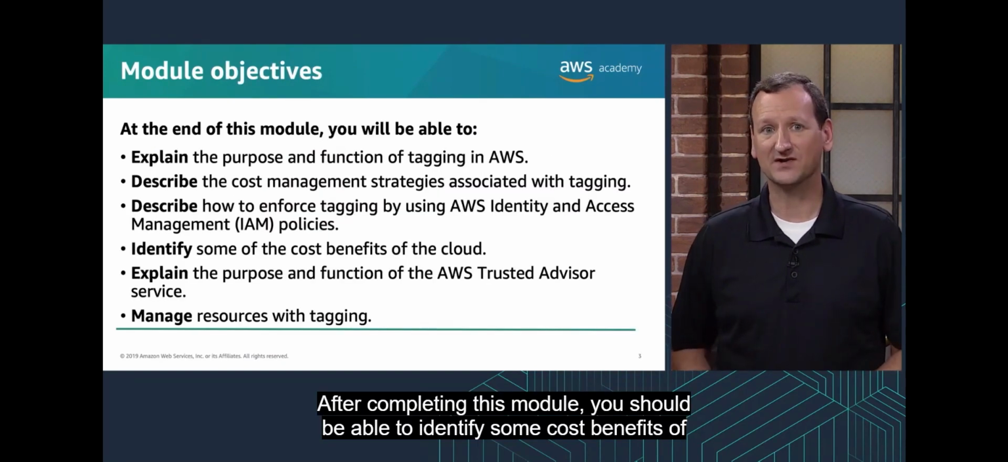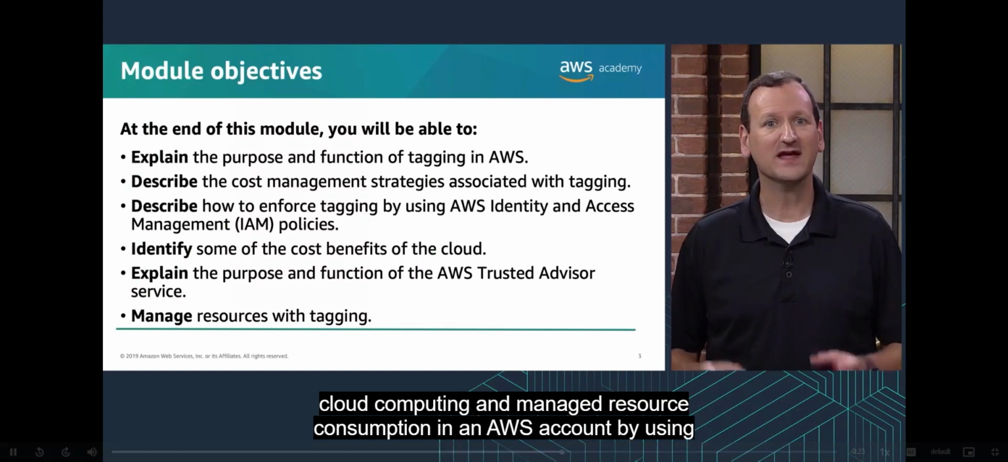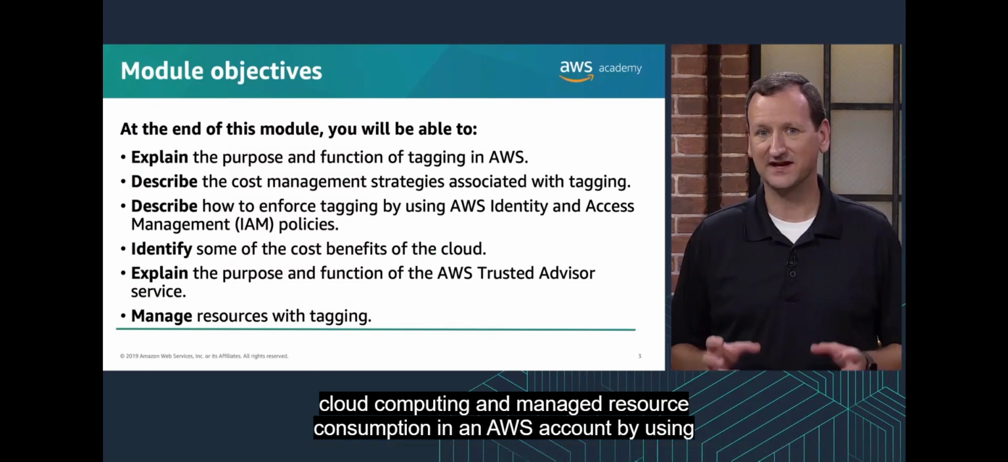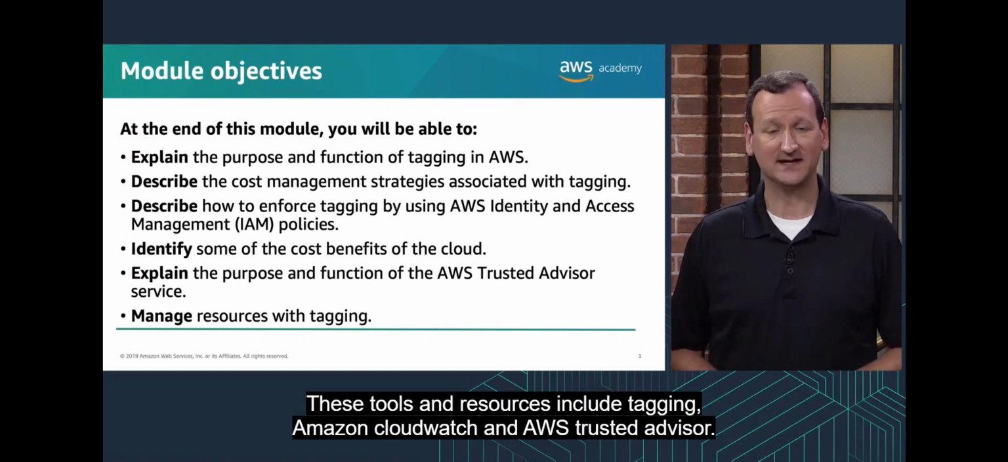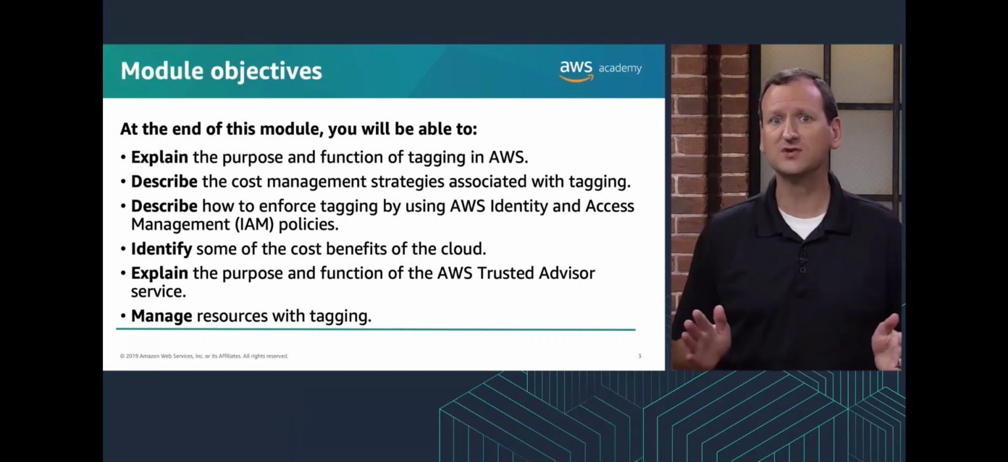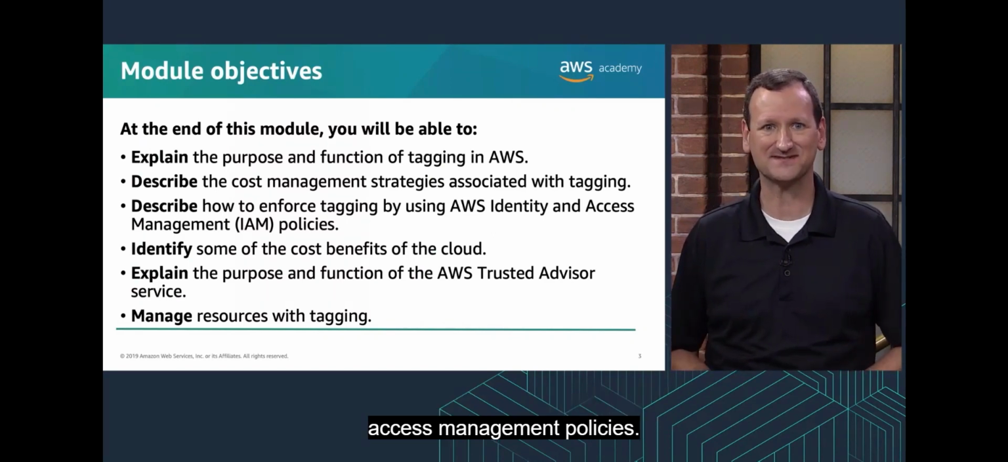After completing this module, you should be able to identify some cost benefits of cloud computing and manage resource consumption in an AWS account by using tags and various cost management tools. These tools and resources include tagging, Amazon CloudWatch, and AWS Trusted Advisor. You should also be able to describe how to enforce tagging with AWS Identity and Access Management policies.